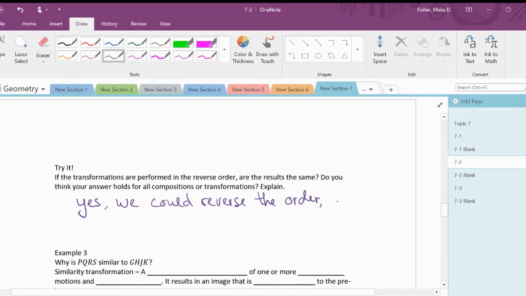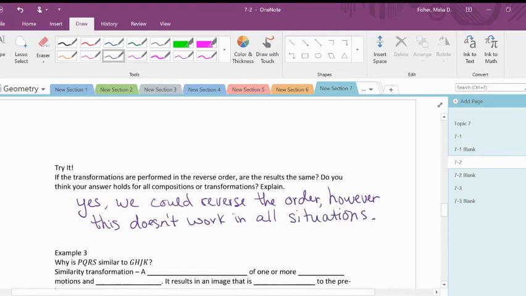However, this doesn't work in all cases. We'll say in all situations. So it does in this particular example, but it won't in every situation. So remember to always do your compositions in the correct order.